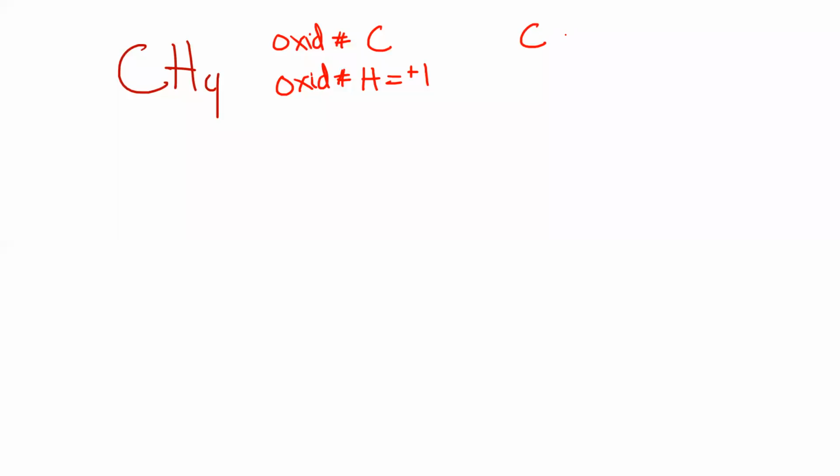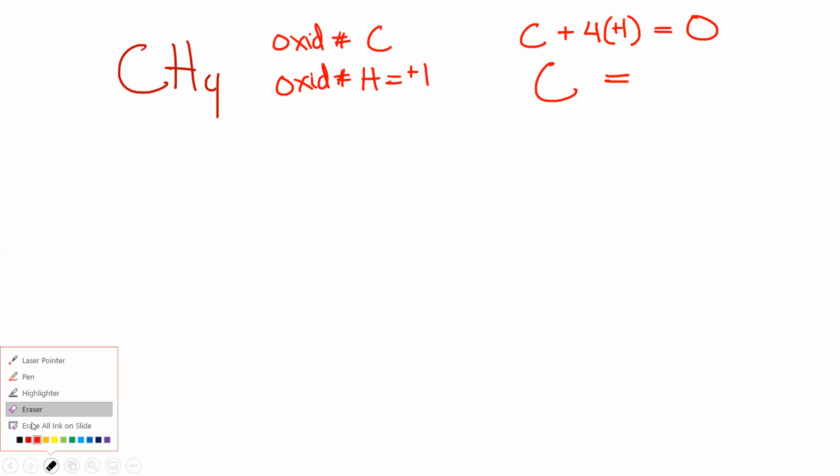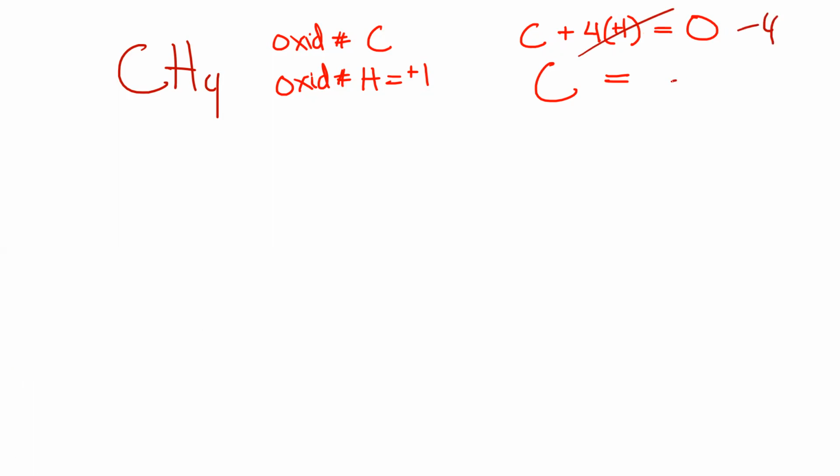Now we can do some math. Carbon plus 4 times +1 must be equal to 0 because it's a compound. There's 4 hydrogens, so each one of those is a +1. Therefore, carbon is equal to not positive. If you do math properly, it won't be positive. You move the 4 to the other side, you end up with -4. Therefore, carbon is -4. Okay?